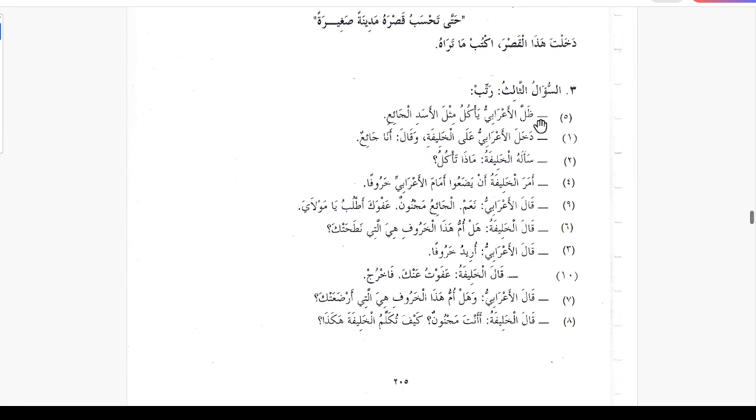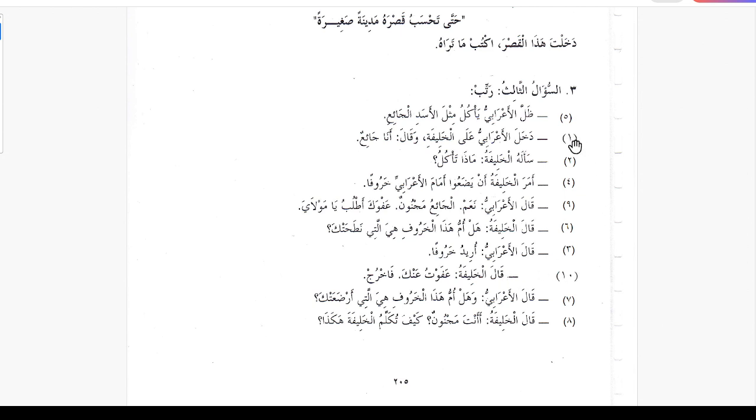Question number 3. Aswalu salisu ratib. So now different incidents. I mean, this is basically the summary of the lesson. So the different incidents were given without order, so we have to put them in order, and I have already put them. Only in this question, this one was given, number 10. The rest I have put in order.